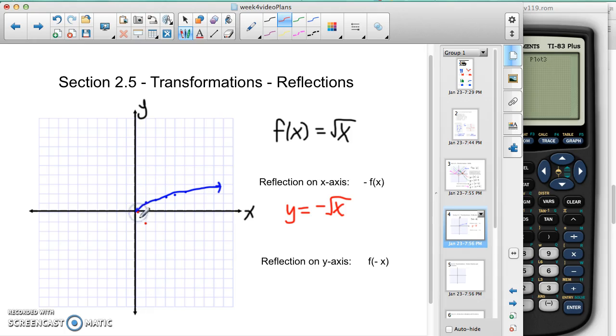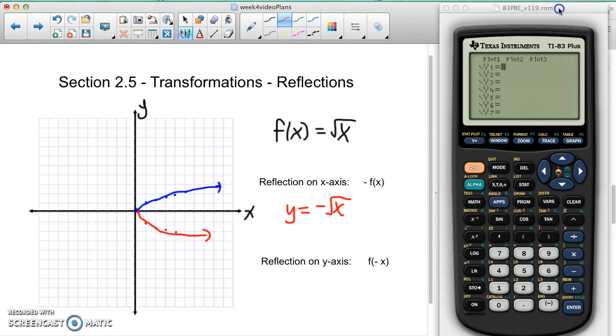0 is not going to reflect. We're going to get negative 1.4 here, negative 1.7, negative 2, and so on and so forth. So it's going to reflect and go this way across the x-axis. It's reflected along this line. That's if we place the negative sign on the outside of the function.